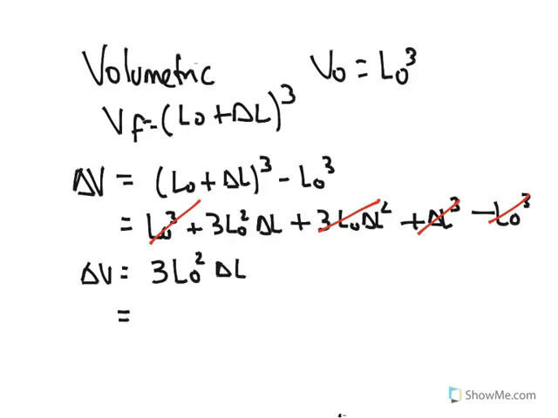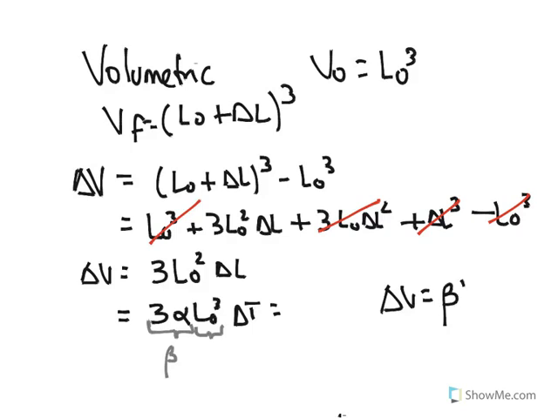In other words, it is 3 alpha initial length cubed delta T, or we can rename 3 alpha and call this beta, which is the volumetric expansion coefficient, and we can call this the initial volume, such that delta V is equal to beta times initial volume times delta T. This is the volumetric expansion.